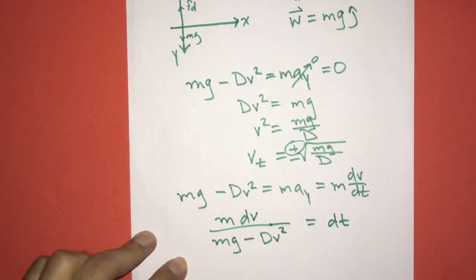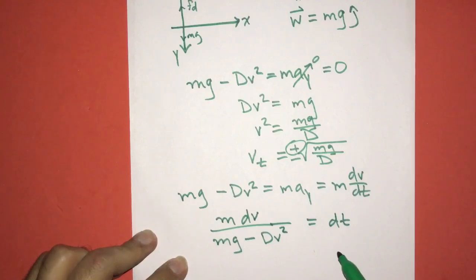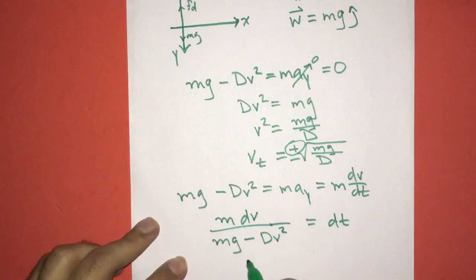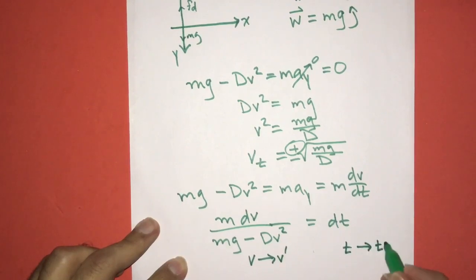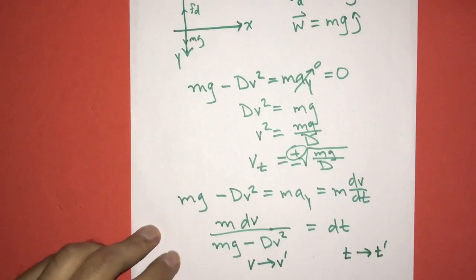Okay. So now we've got a separable differential equation, and this becomes a math problem. If we want to integrate this, since we're going to be integrating over v, we need to change our variable. So let's choose our dummy variable. We're going to put v prime, and same here, we're going to change t to t prime. Okay, so now let's see what we get.